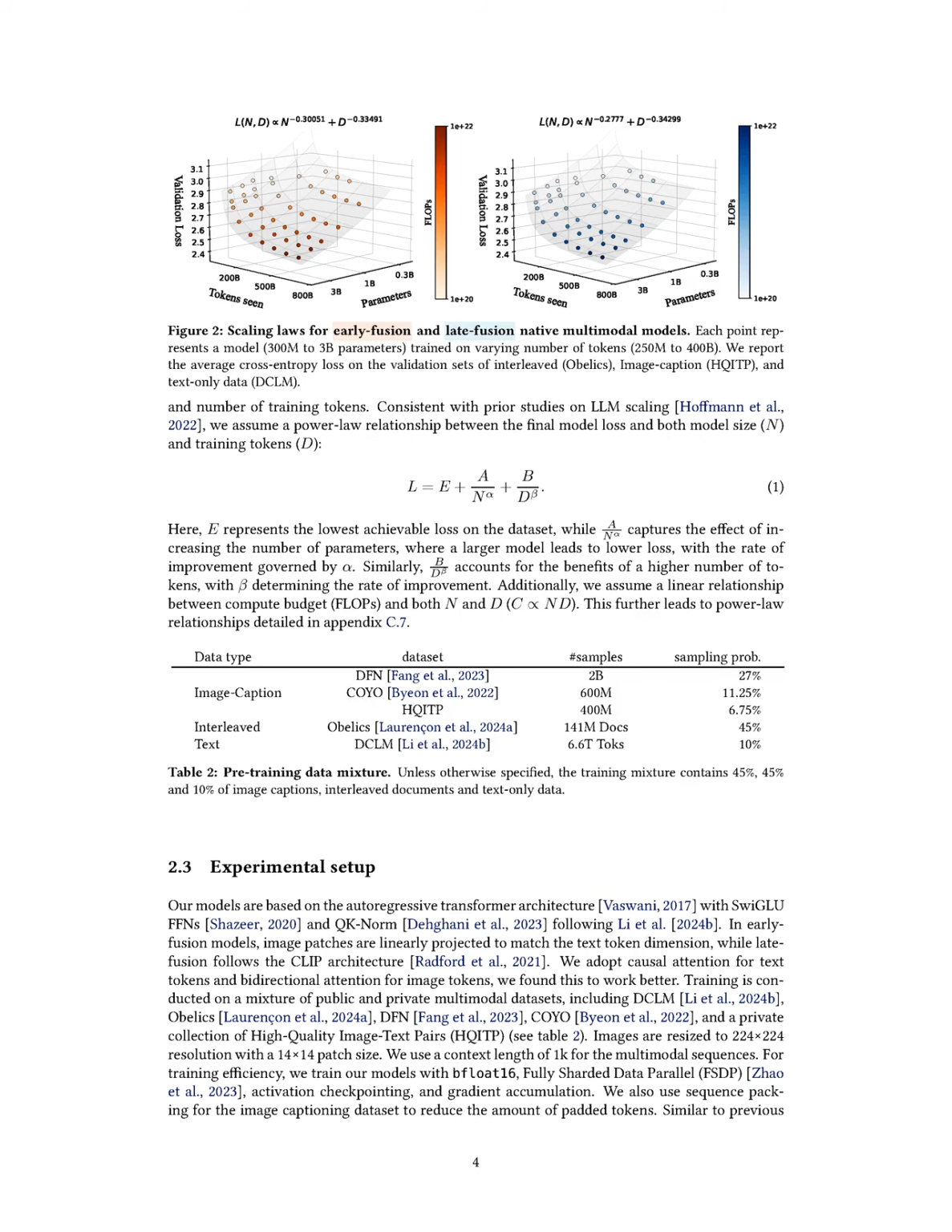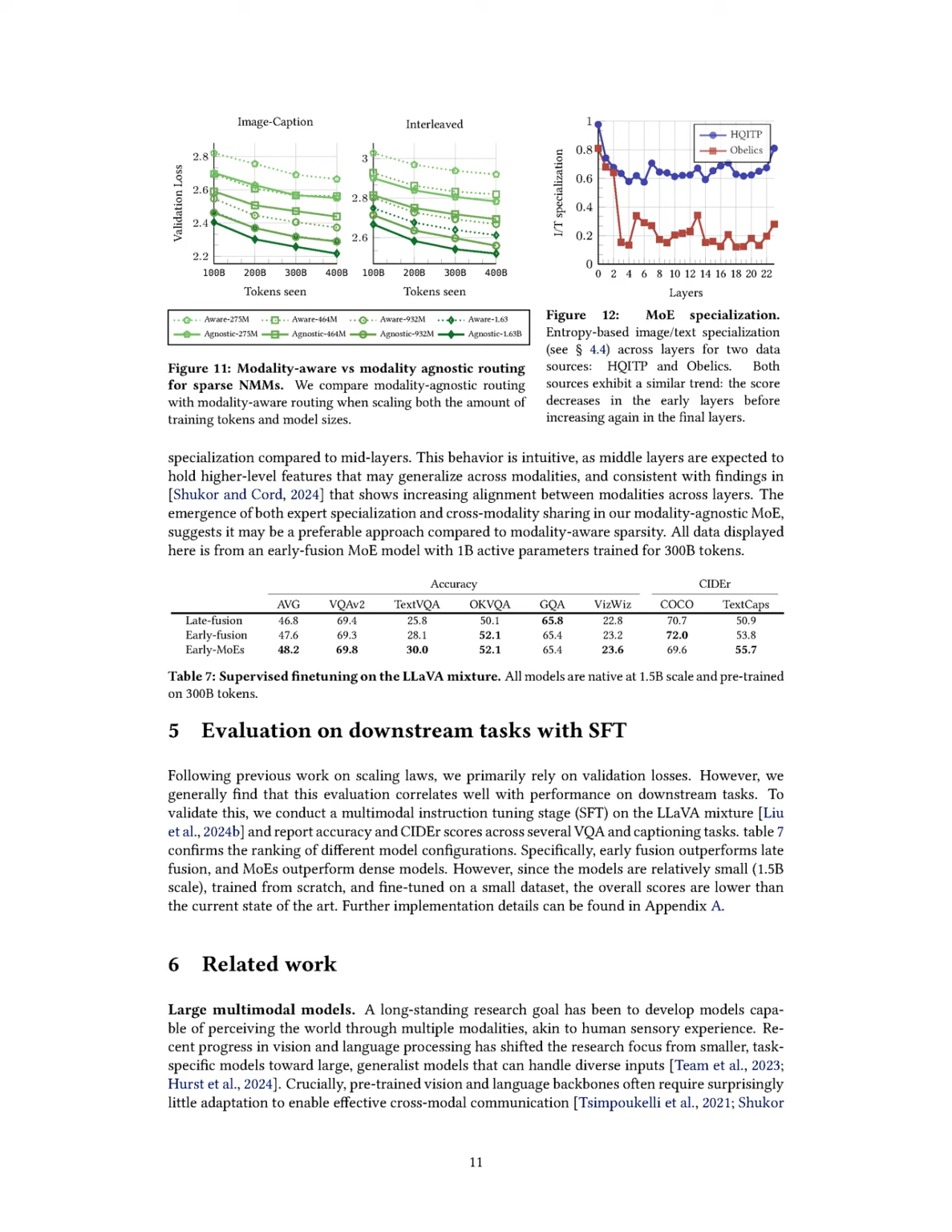To validate the effectiveness of our approach, we conducted experiments using a mixture of public and private multimodal datasets, including DCLM, Obelics, DFN, COYO, and a private collection of high-quality image-text pairs, HQITP. We primarily relied on validation losses as our evaluation metric, which correlated well with performance on downstream tasks. Specifically, we performed a multimodal instruction tuning stage, SFT, on the LLaVA mixture, reporting accuracy and CIDEr scores across various visual question answering, VQA, and captioning tasks.